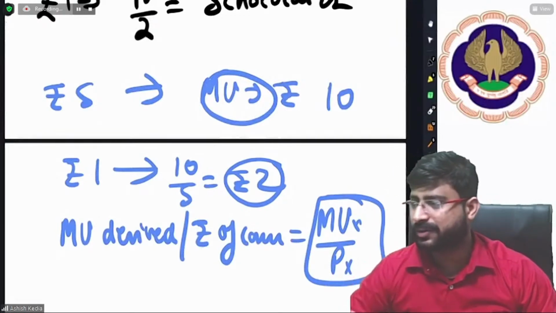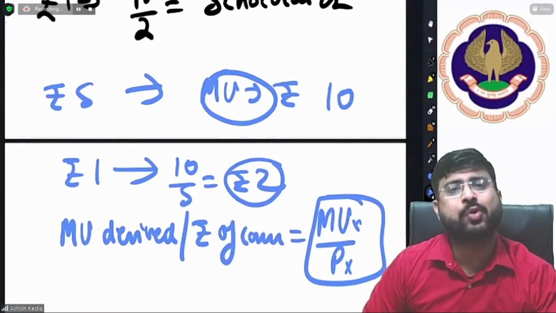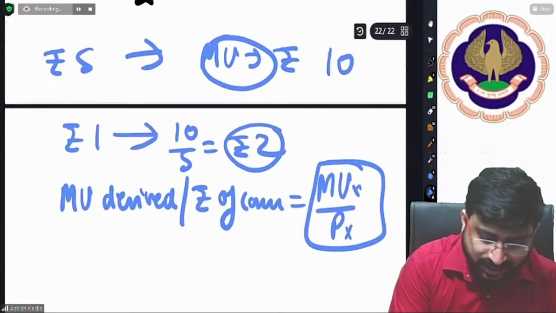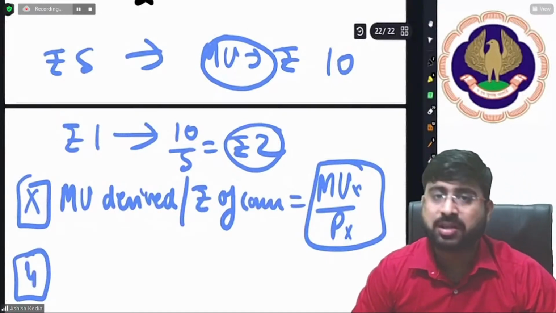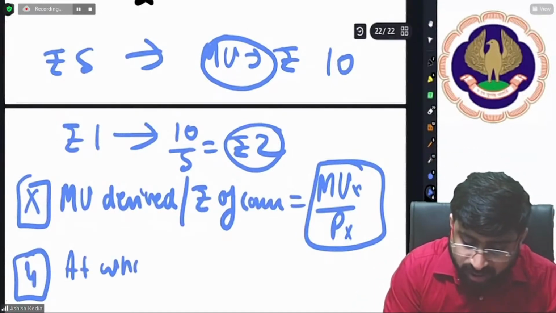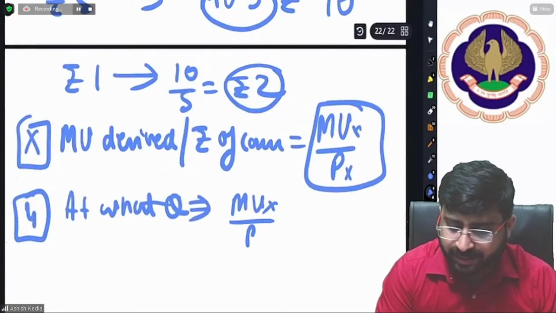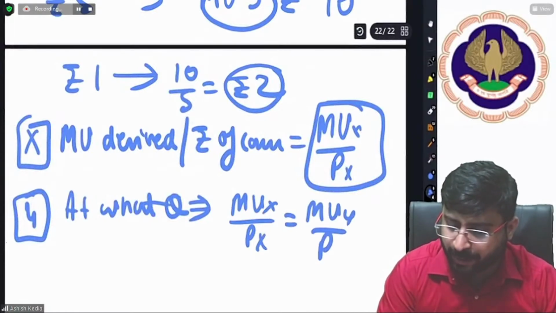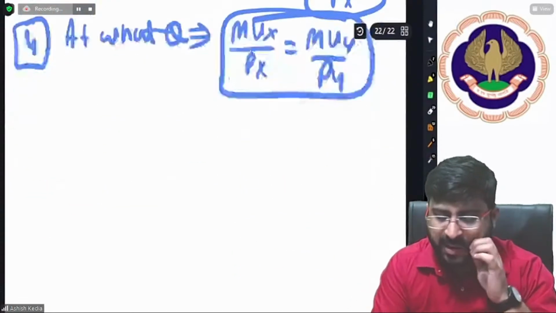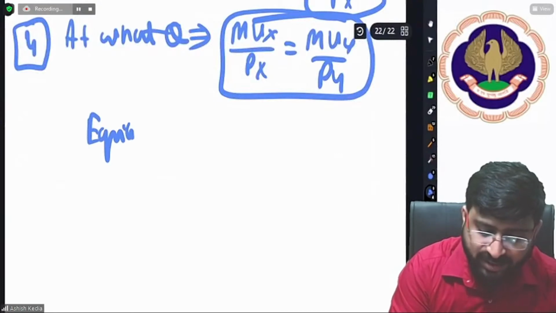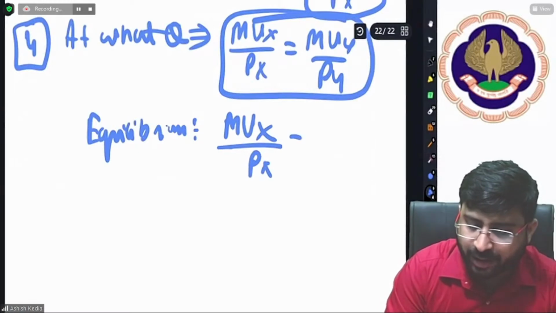Yes or no, friends? Yes, sir, you are correct. This is what we have to do. Similarly, let's say this is product X. Similarly, for product Y, we will have to search at what quantity MUX by PX will become equal to MUY by PY. So in the two commodity world, the logic is very simple. When is equilibrium achieved? Please focus here. When MUX by PX equals MUY by PY.